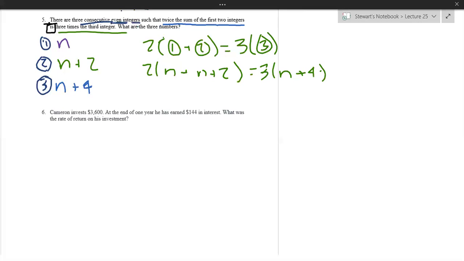So we can simplify with some parentheses a little bit here. We have 2 times 2n plus 2 is equal to 3 times n plus 4.